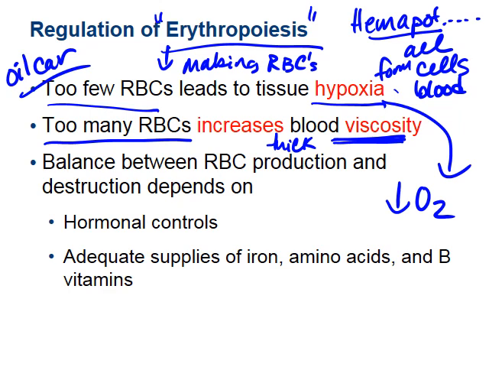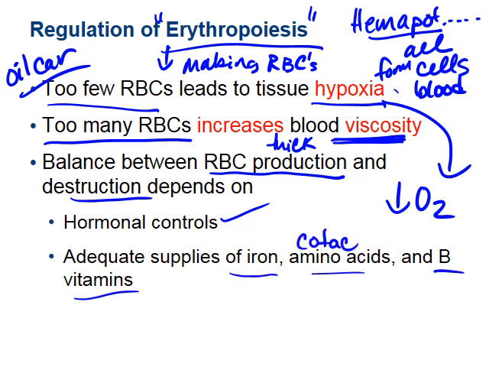So there needs to be a balance between red blood cell production and destruction, and it's going to depend on hormonal controls, the supply of iron, amino acid, and B vitamins. These are kind of, you want to call them cofactors. These have to be present in order for you to make red blood cells. We also will talk about hormonal controls a little bit briefly. We'll talk about EPO, so just wait a second, we'll get there.